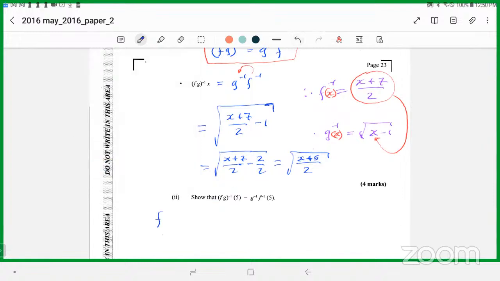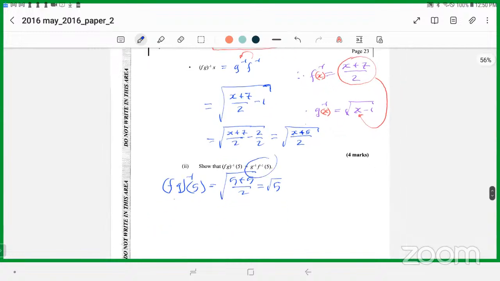So (f∘g)^-1 of 5 means that we're going to be putting 5 inside here, because remember, that's what we have now. This is (f∘g)^-1. So it will become the square root of (5 + 5) over 2. But this is 10, and 10 over 2 is 5. It becomes the square root of 5.